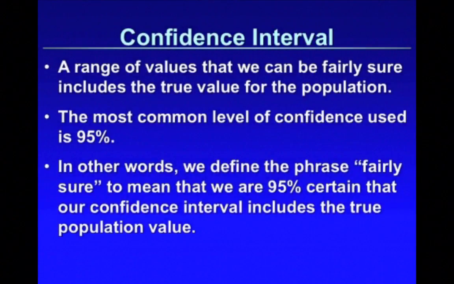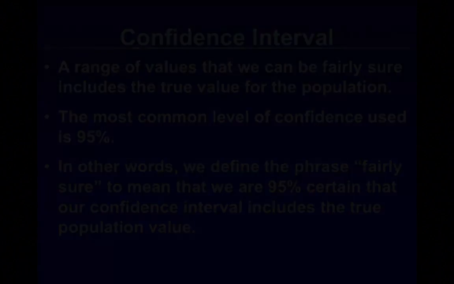The confidence interval is a range of values that we can be fairly sure includes the true value for the population. While we can choose to have different levels of confidence in our sample results, the most common level of confidence used is 95%. In other words, we define the phrase "fairly sure" to mean that we are 95% certain that our confidence interval includes the true population value.